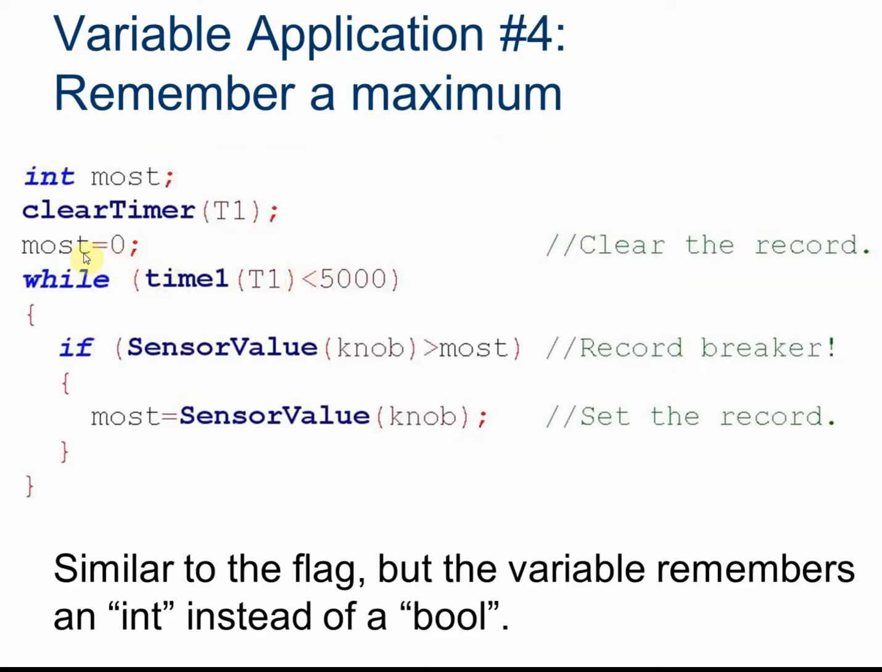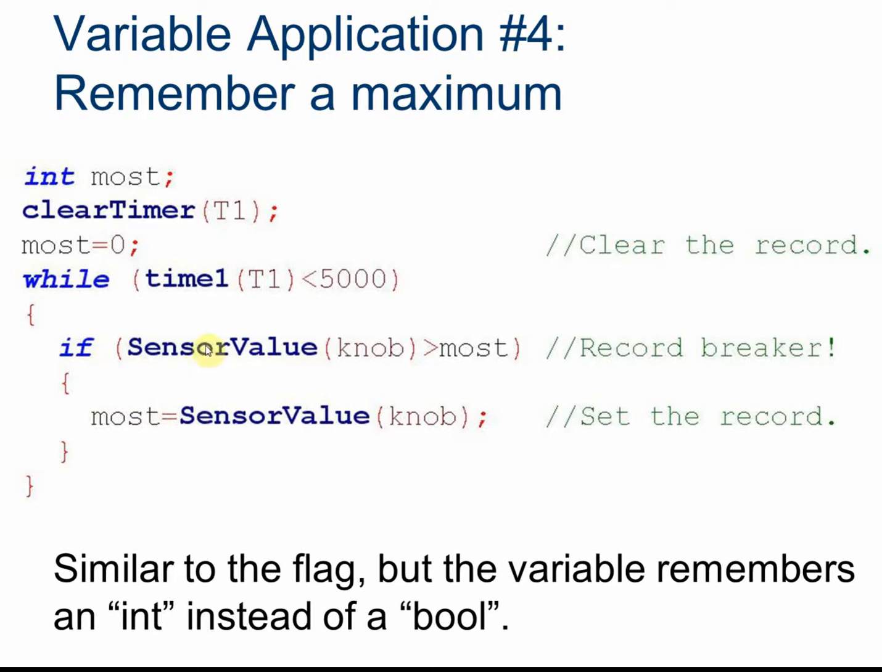So what we do here is we're just doing the same thing as before, except instead of a Boolean, we actually have an integer. So this is storing a number. We're going to go through this while loop a bunch of times, and each time check to see if the sensor value of this knob is greater than the most. If it ever gets greater, it's going to assign that greater value into most. If it's less, it's not going to run this. So only when it surpasses most will it write the new variable into most.